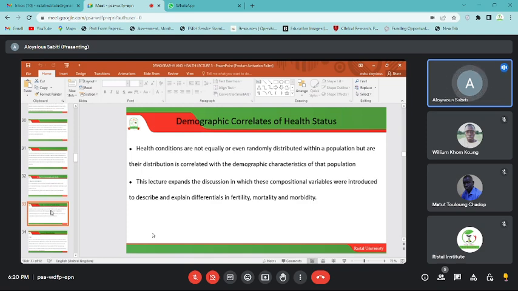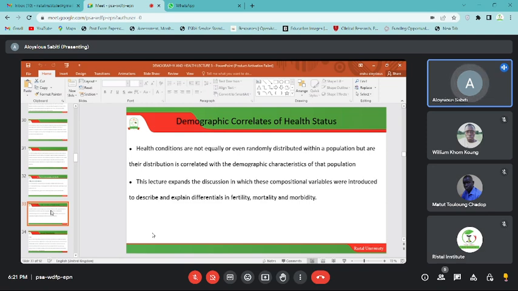So, what we're saying is that disease or health problems are not randomly or equally distributed, such that this village should have two illnesses of cancer or this particular disease, or this particular village should have a certain number of health problems. Health problems are distributed according to the demographic characteristics of a particular population.